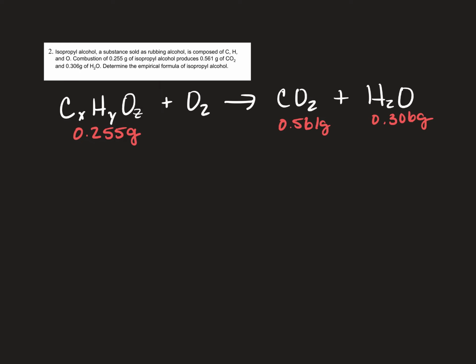This one's a little bit different, because I know that all of my carbon had to go into the carbon dioxide, and all of my hydrogen had to go into my H2O. But my oxygen is in everything. But I also know this time the mass of the whole thing. So if I know the mass of the whole thing, and I can find the mass of the carbon and the mass of hydrogen in that compound, then I can find the mass of the oxygen.